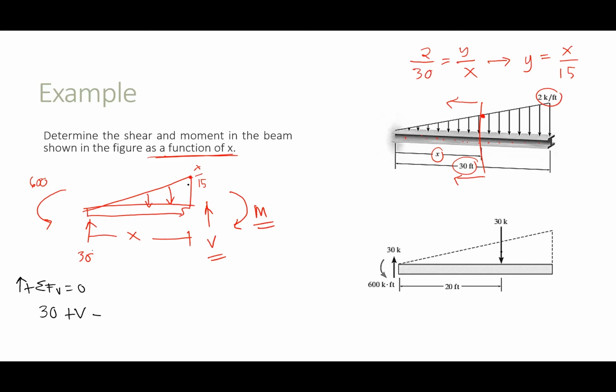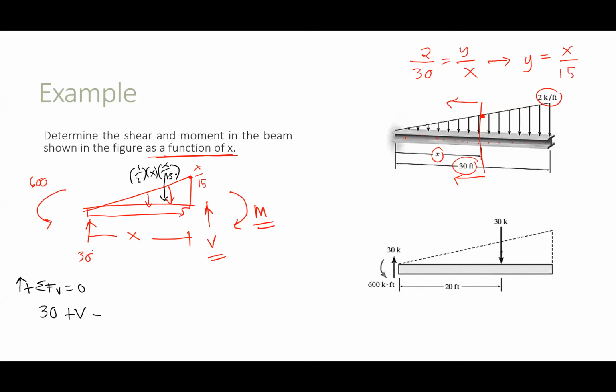Now, since this is uniformly varying load, convert muna natin siya into concentrated load. How do we do that? Again, area. So, 0.5 times x over 15. So, this is 1/2 of the base x, and the height, x over 15. Tama?